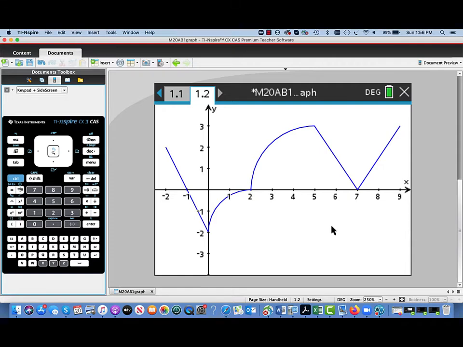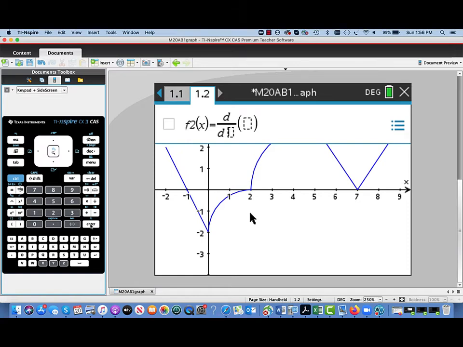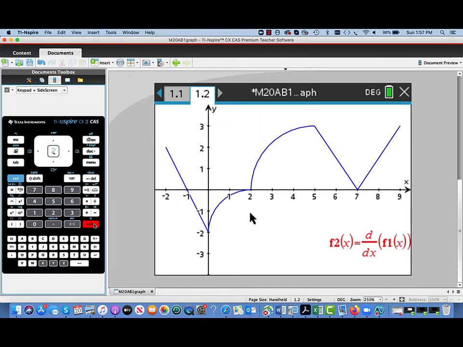Now we're going to check our thinking here by taking a look at the derivative of that complicated piecewise function. So I'm going to pull up f2 of x, bring up my derivative template, enter that. And remember, our complicated formula is in f1 of x. So I'm going to take the derivative with respect to x of f1 of x, and then that will produce a graph for us of the derivative. All right, let's take a look and see if our thinking matches what the derivative graph looks like.